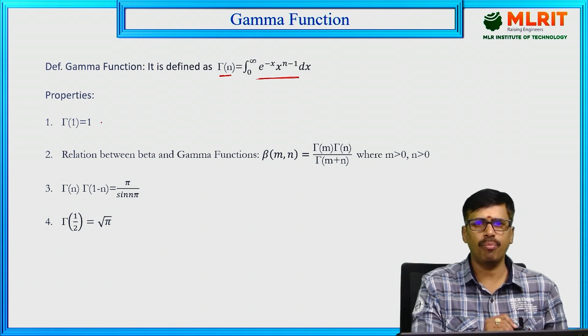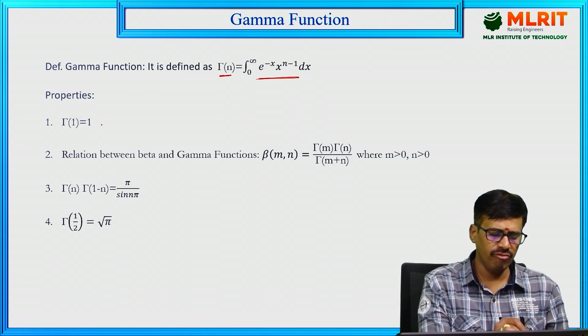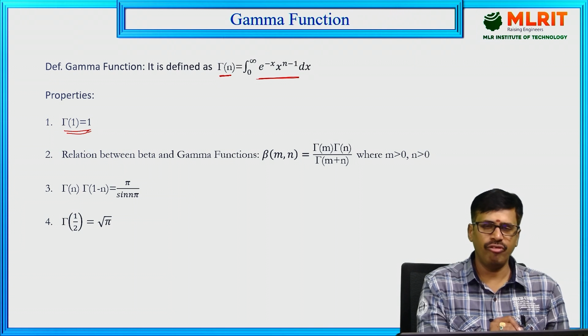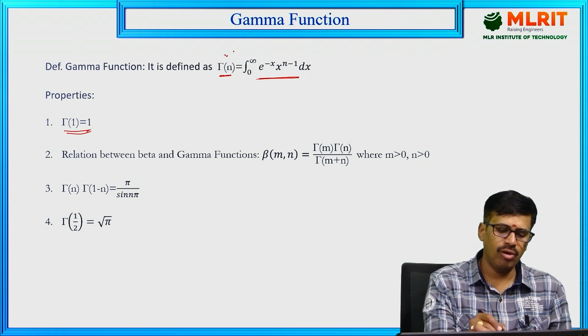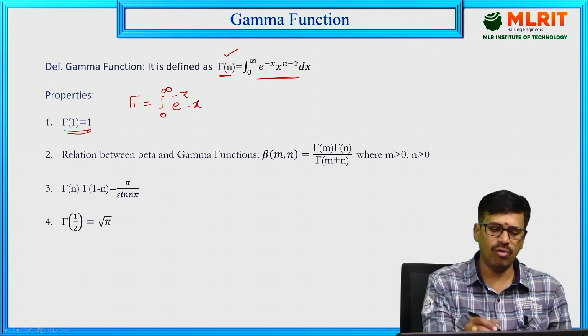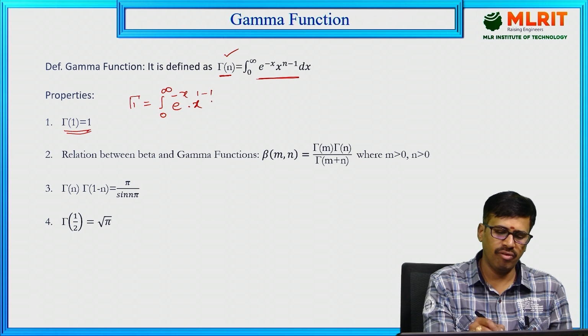We have different properties of the gamma function. First property: gamma of 1 equals 1. If we want to prove this result, substitute n equal to 1 in the definition. Gamma of 1 is the integral from 0 to infinity of e power minus x into x power n minus 1; substituting n equal to 1, we get x power 1 minus 1 dx. So this is the integral from 0 to infinity of e power minus x dx.